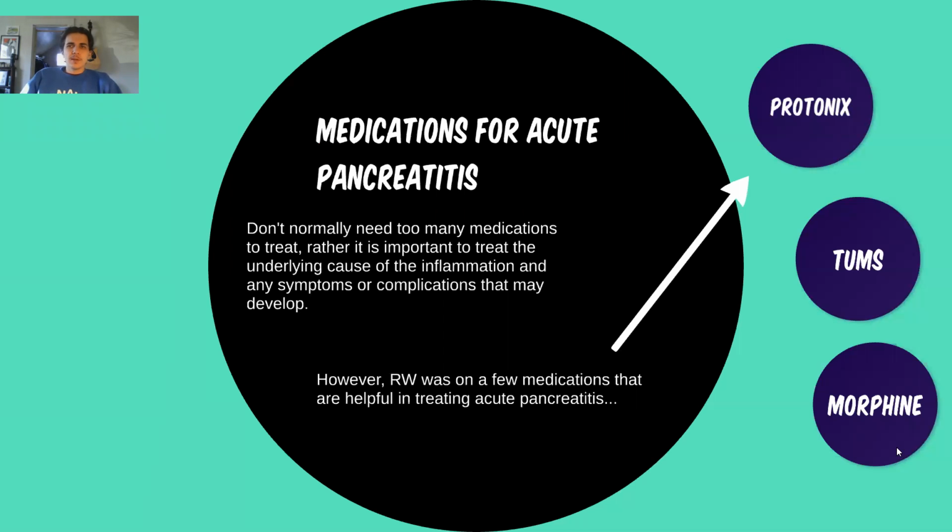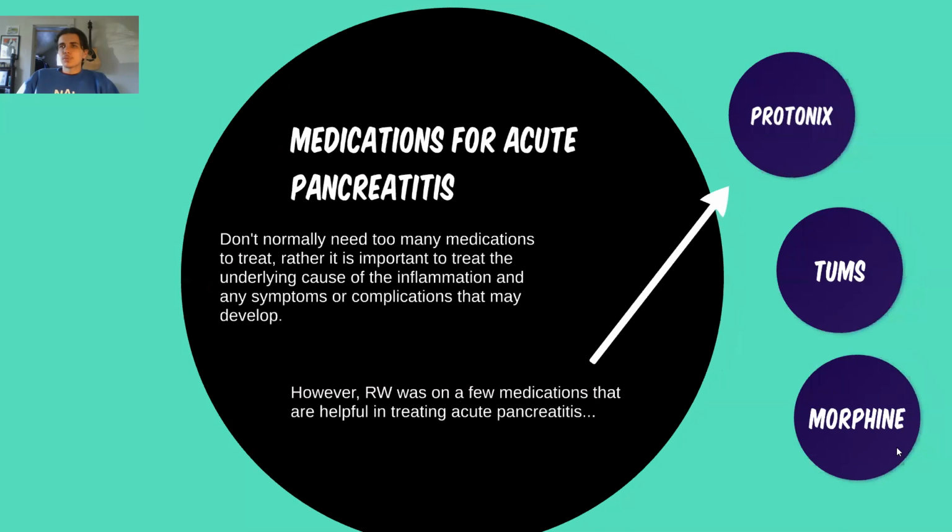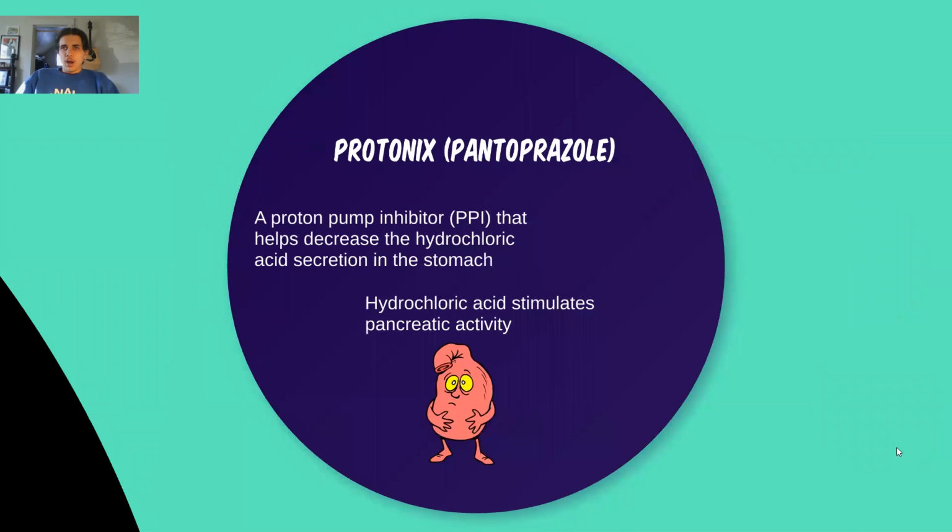However, RW was on a few medications that are helpful in treating pancreatitis. So I listed 3 here that stood out from other patients maybe in the hospital, right? Because a lot of the patients are on similar medications. So one of them is Protonix. Protonix, pantoprazole, is a proton pump inhibitor that helps decrease the hydrochloric acid secretion in the stomach.